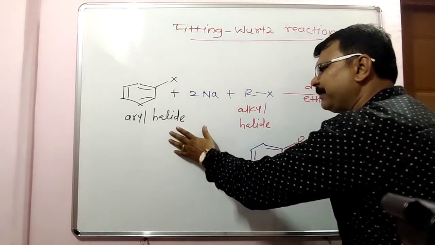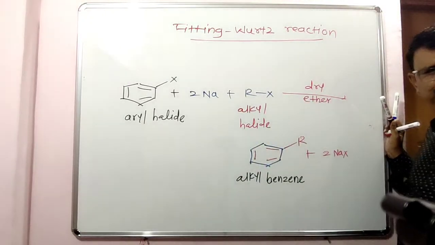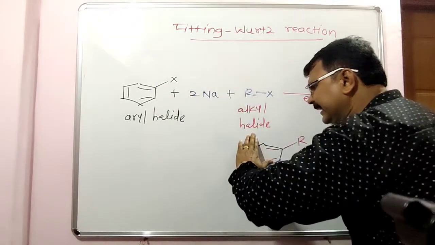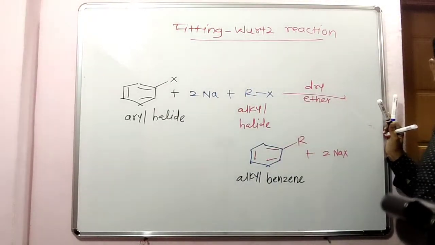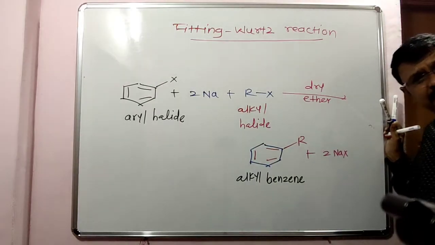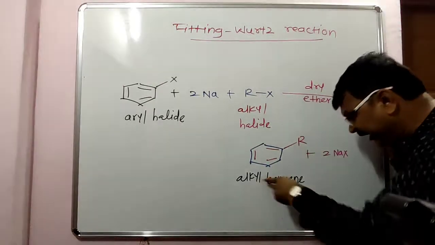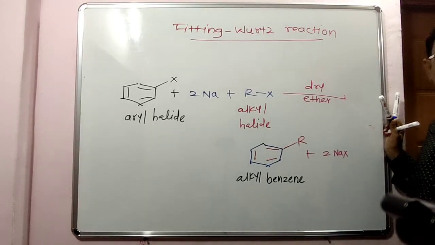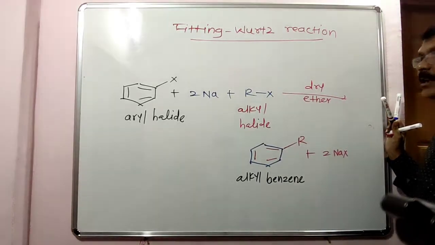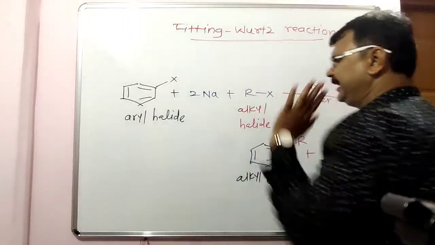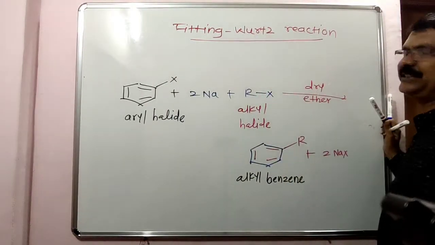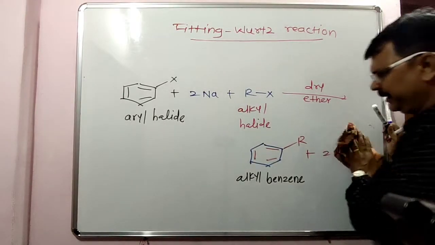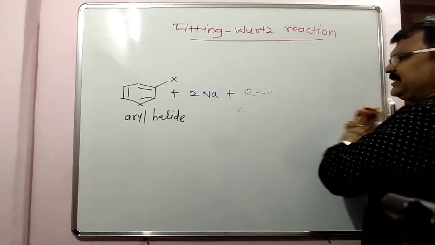Repeat: when the mixture of aryl halide and alkyl halide reacts with sodium metal in presence of dry ether, it gives the corresponding alkyl benzene. This reaction is called the Wurtz-Fittig reaction. Aryl halide for Fittig reaction, alkyl halide for Wurtz reaction. Next, simple questions.